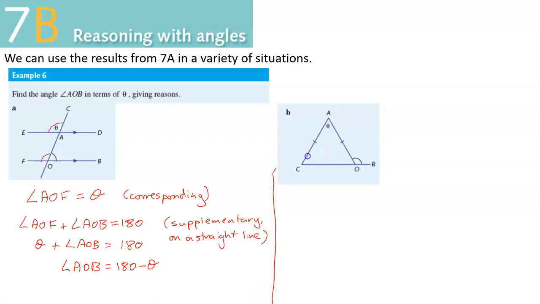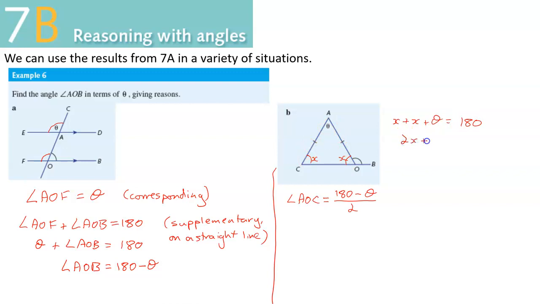Now remember, in an isosceles triangle, base angles are equal. So the angle AOC, this one here, is going to be equal to 180 subtract theta divided by 2. Now if I've gone a bit quickly for you there, let's call both of these x. So if I wanted to know what this angle x here is, I've got x plus x plus theta equals 180. They're the three angles in my triangle.